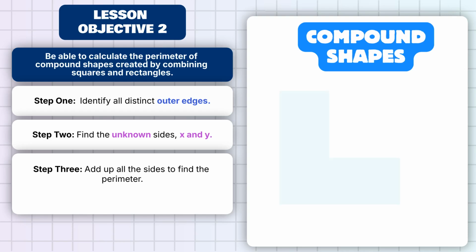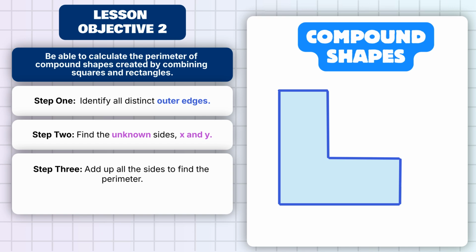Let's consider a shape composed of two rectangles. Firstly, we will identify the outer edges. These are what we need to use to work out the perimeter. Now we need to label each side. Let's imagine we have been told the left rectangle is 3 by 10 centimeters and the right 4 by 8 centimeters.